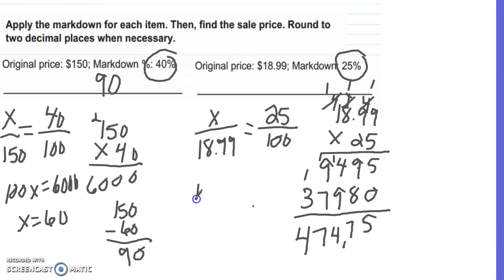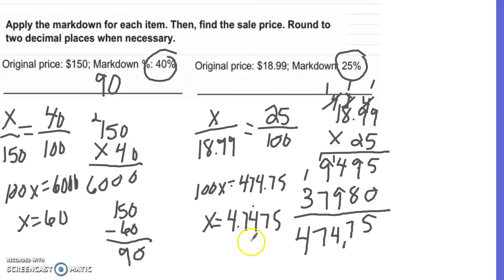474.75. Well, we still have to divide by 100. So when we divide by 100, remember it's like the decimal hops 2 places to the left. When it hops 2 places to the left, we get 4.7475. Well, in money, you can't have 4.7475, so you stop at the hundredths. You round.